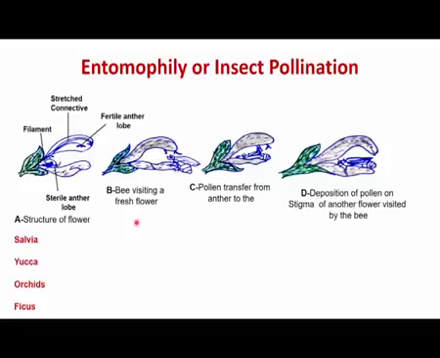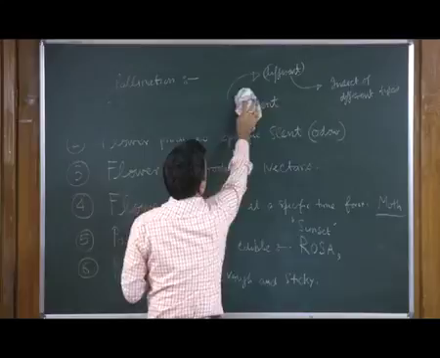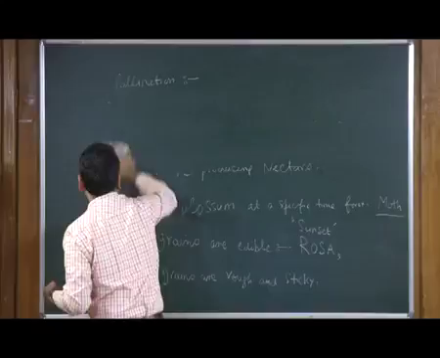Now, we will move on to the next type of pollination, and that is called bird pollination. As we have specific requirements for the insect pollination, we will definitely have specific requirements for the bird pollination. So, what are these specific requirements for the bird pollination?